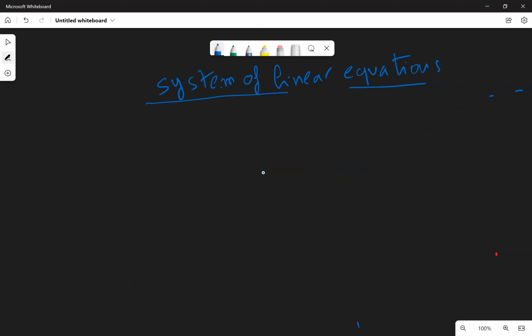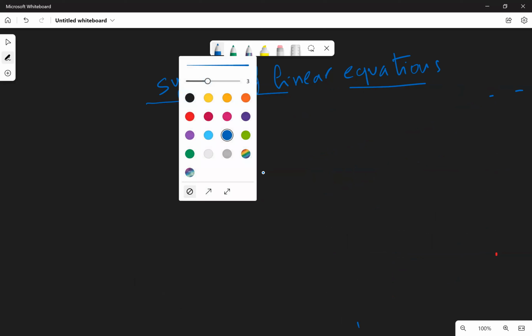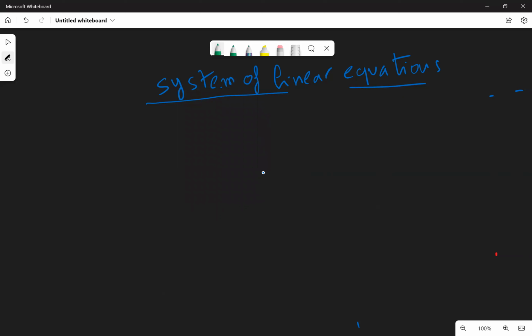So let's use a different color. Again, let's use green. So let's say I have 2 times x plus y equals 13, and x plus y equals 8. It looks like an easy example. Again, this is my first equation. This is my second equation.